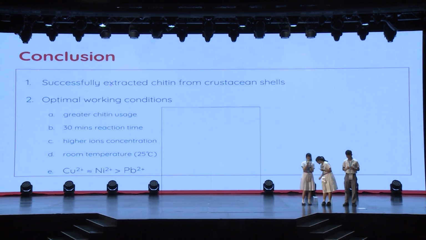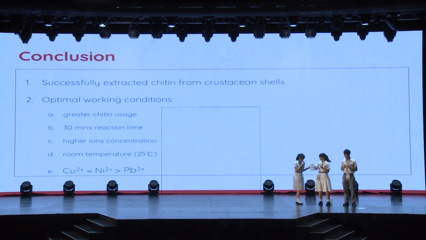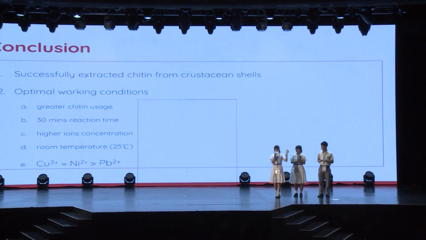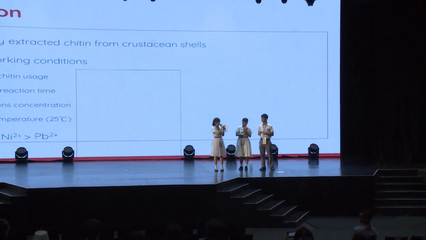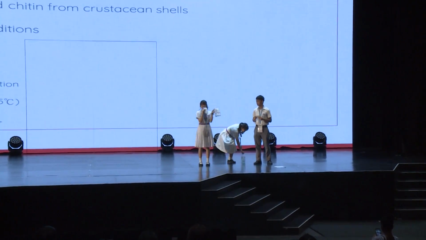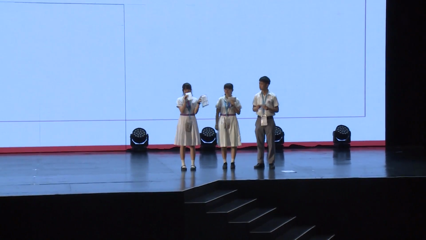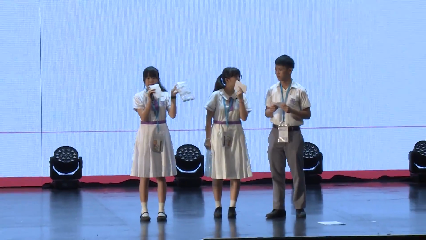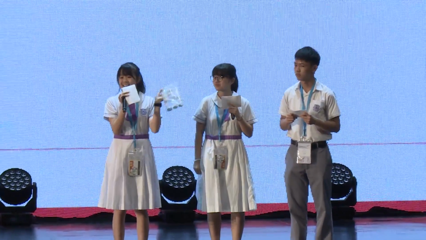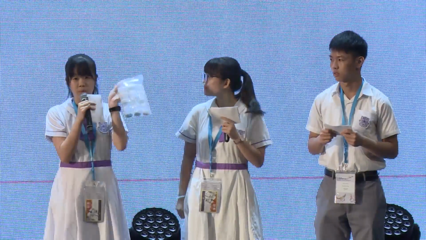Okay, and now we have brought our samples here. First, this is the chitin that we extracted. These five are chitin that we extracted from different crustacean shells. And this is the chitin extracted from crab, and we have put it in the metal solutions, copper(II) and nickel(II), for 1 hour. It is after the adsorption.